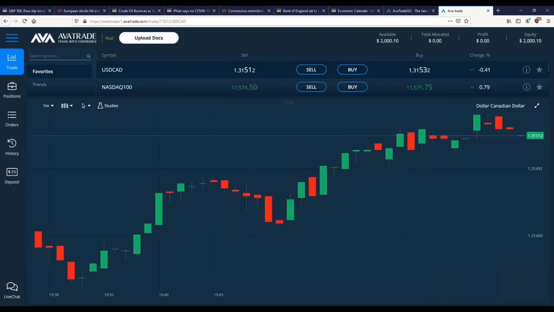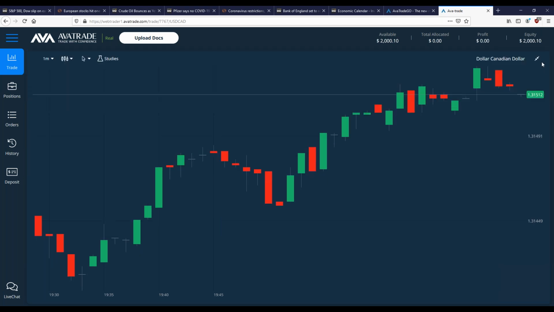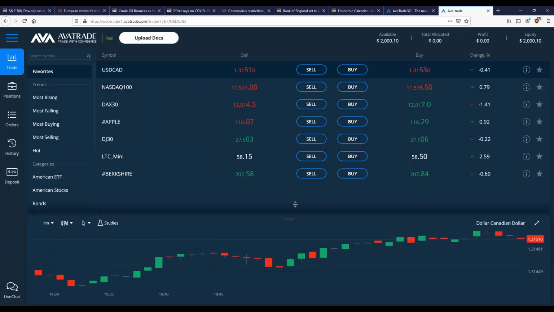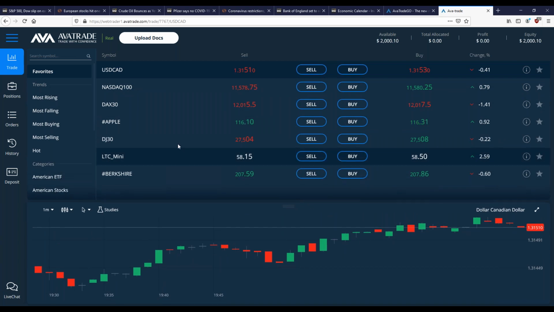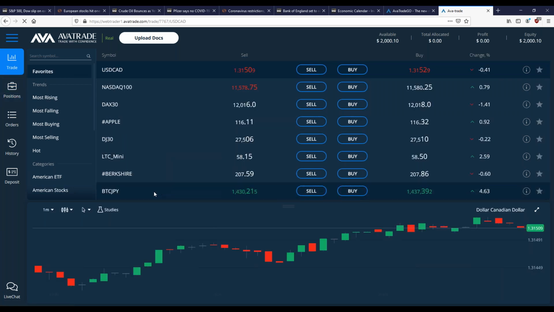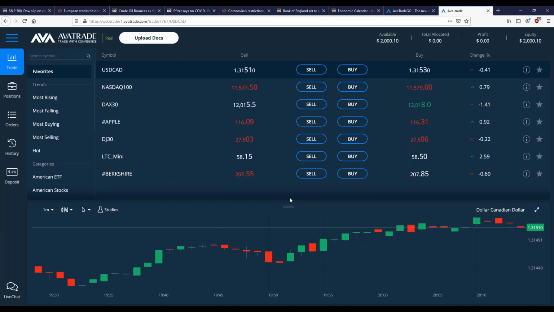Now, some other nice features, since we're talking about fundamental analysis. By the way, you can expand this chart, make it smaller. You can see your favorites list, bigger or smaller. You can add things to your favorites list anytime. I could go to the most rising. I can say, oh, in the most rising, Bitcoin JPY, I like the looks of that. You click on the star. Now, if I look in my favorites, there it is in my favorites list now because I starred it. If I don't want it in my favorites anymore, I unstar it. Very simple, intuitive platform. Very nice features.